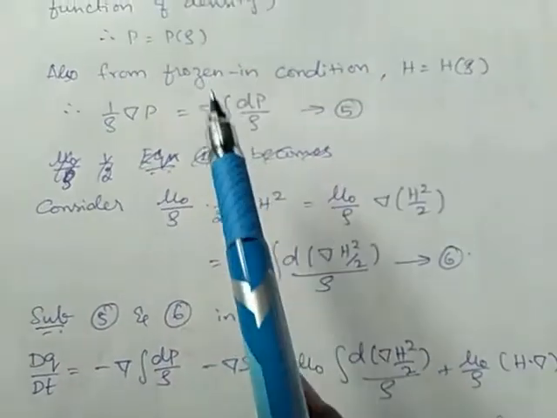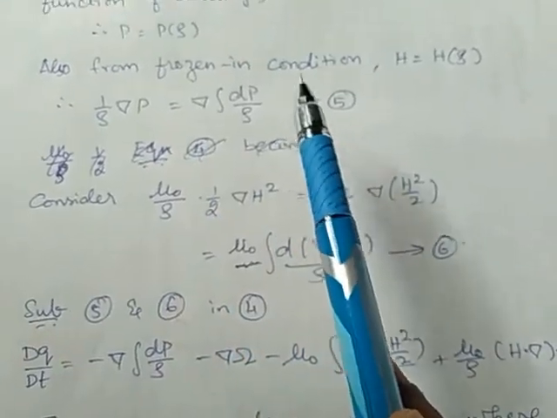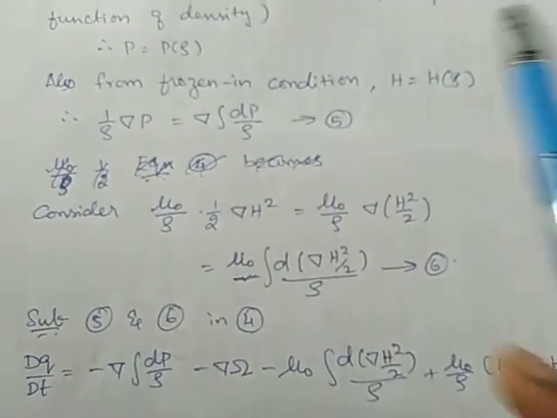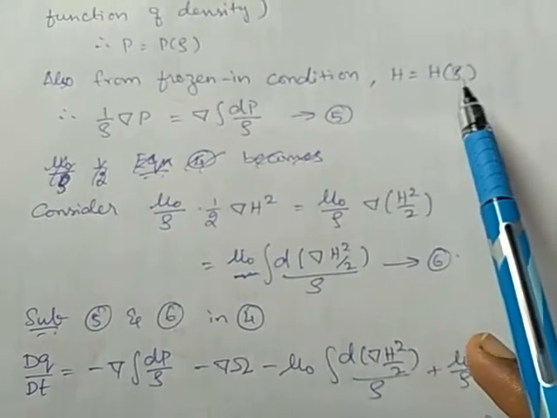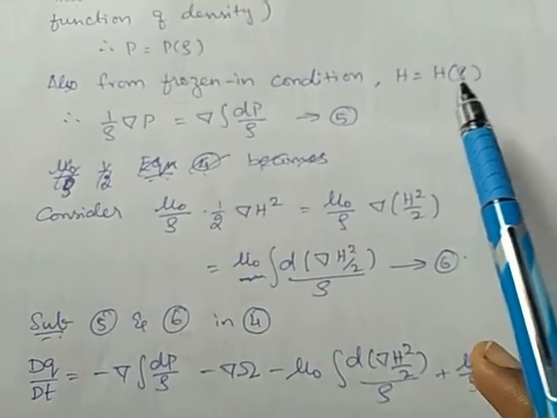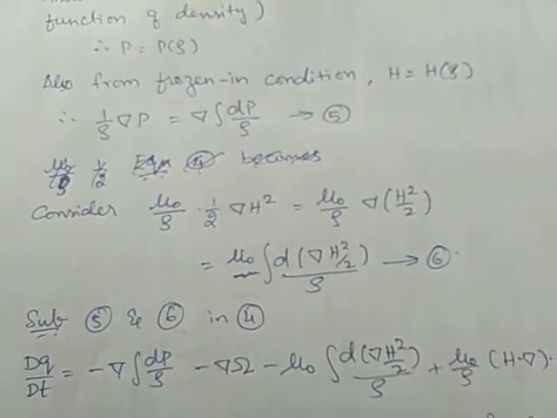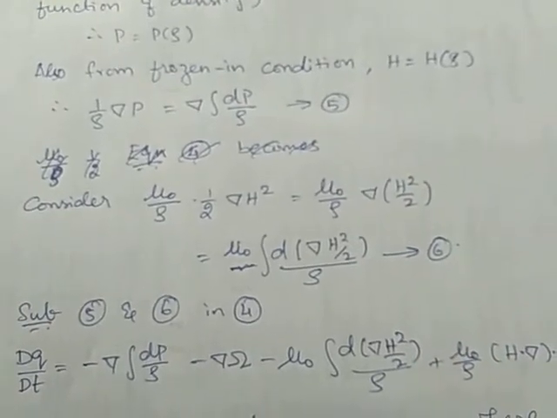Also, we are considering the frozen-in condition. That also we have seen already. H is equal to H of rho, which means the magnetic field also depends on density.